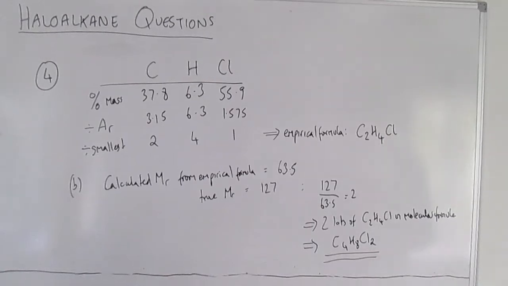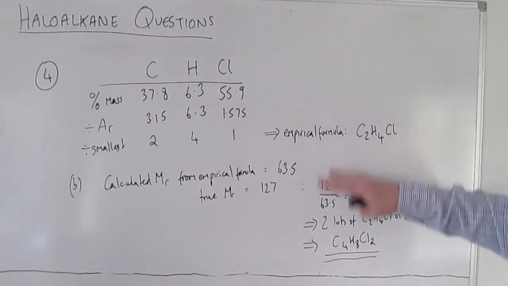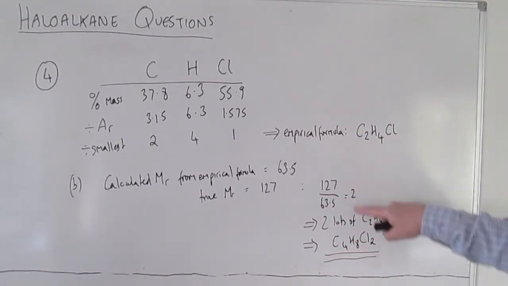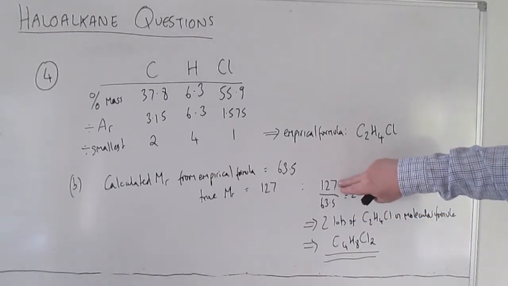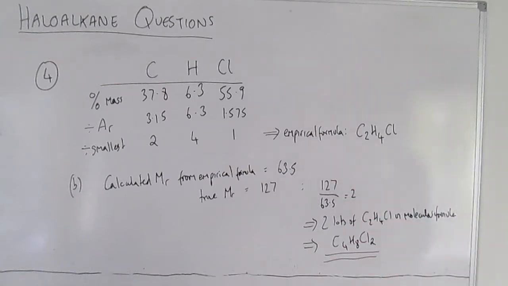Okay, so that's fairly straightforward. You just need some evidence when you do questions like that that you haven't guessed, and therefore just sort of showing that you divide the true MR by the calculated one, or make some comment to this effect. But this idea of the factor of 2's got to be there in your explanation.